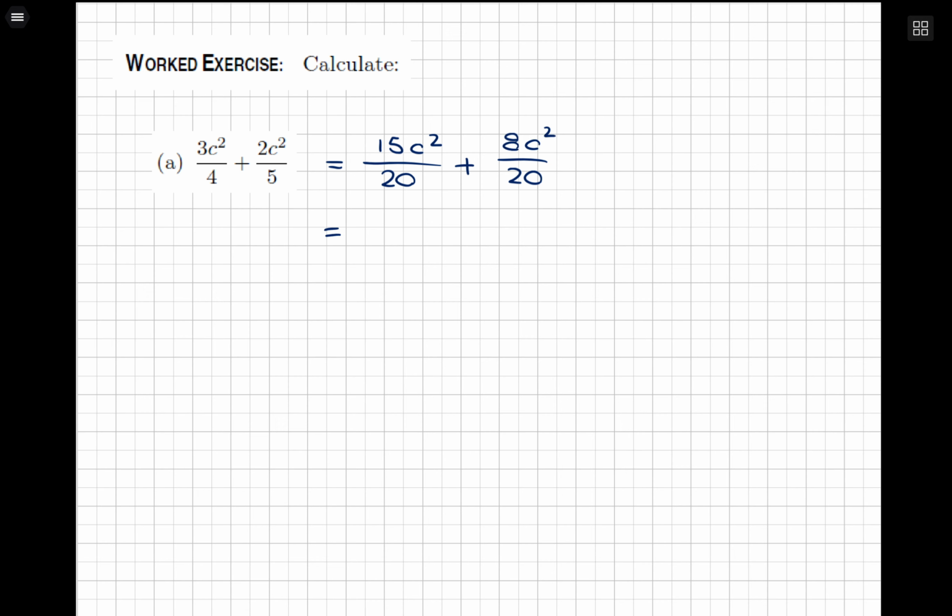Adding those together, 15 plus 8 is 23. So we've got 23 lots of c squared, all over 20. Now, some of you might be tempted to do some work there because you can see 23 is bigger than 20. But if you remember, in algebra, we don't use mixed numerals with pronumerals. So you'd leave it in that format. You wouldn't go trying to make it into any sort of mixed numerals. Leave it as it is.